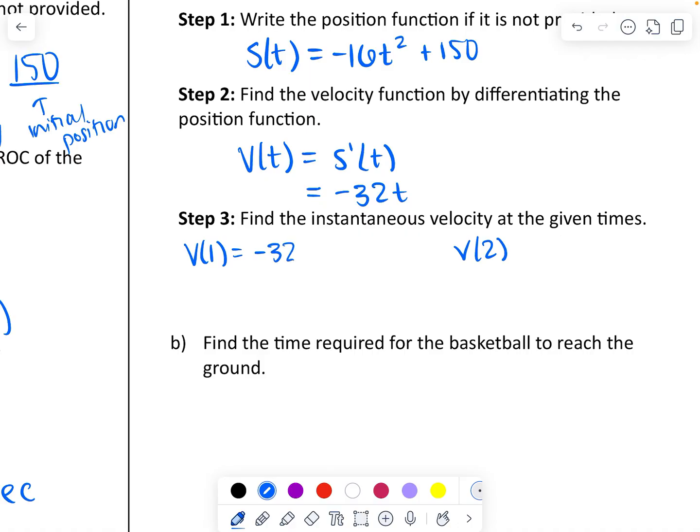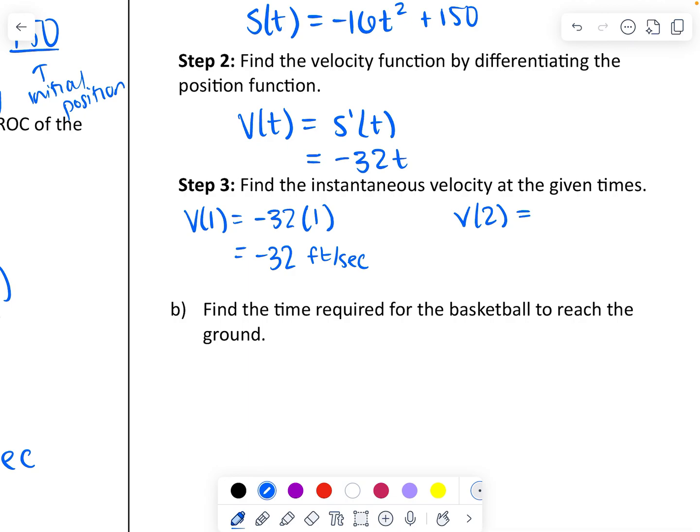This is negative 32 times 1, which is just negative 32. Let's add on our units here, feet per second. And velocity at time 2 is going to be negative 32 times 2, or negative 64 feet per second. So at 2 seconds, the ball's moving faster, right, because it's been falling for longer. And remember, the negative just indicates that the ball is moving in a downward direction.